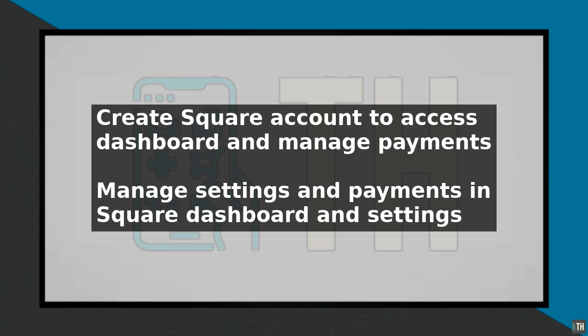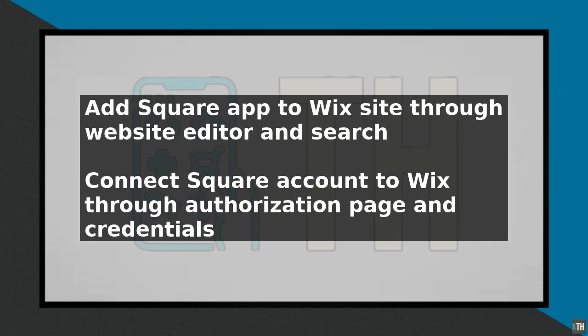Next, go to the Wix website editor and click on the Add button in the top bar. Then select More and search for Square in the search bar. Click on the Square app and then click Add to Site.